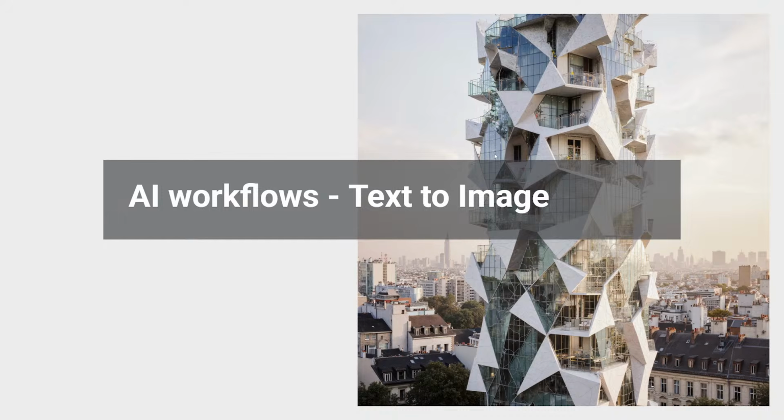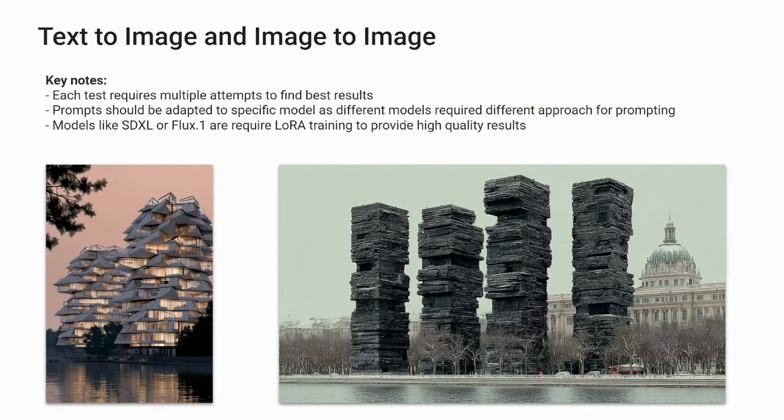So, okay, the first task which we will check is text to image. It's the easiest task to do when you have just a text prompt and nothing else. So these are some notes for this exact task. Each test, of course, requires multiple attempts to find the best results, especially for models like Midjourney. Mostly you never find the best result on the first attempt.